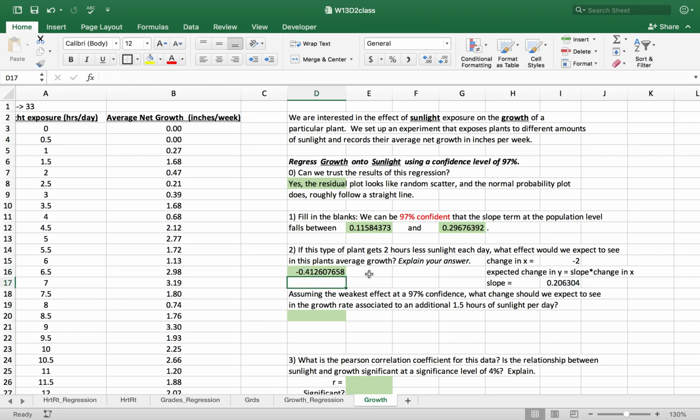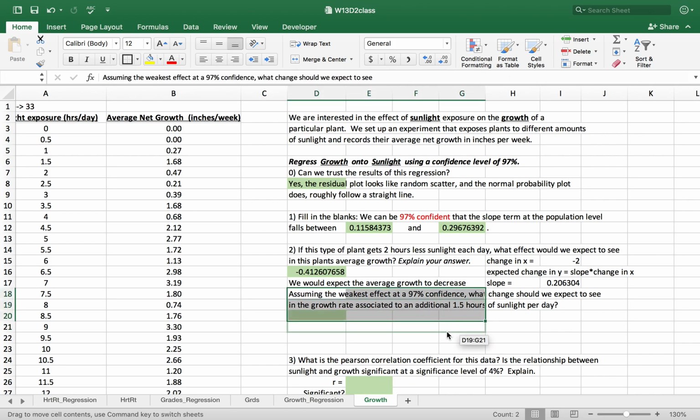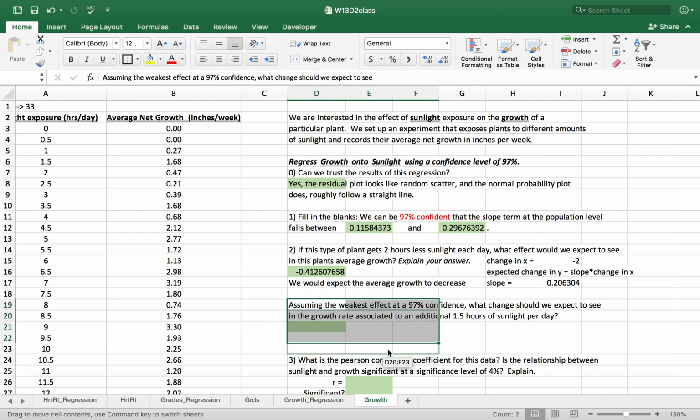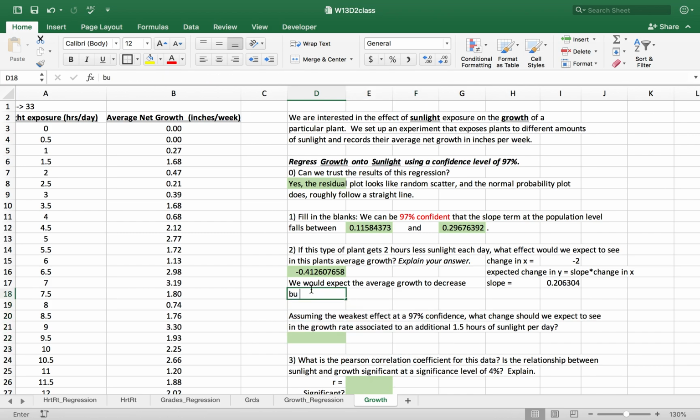And now we can interpret this. So we would expect the average growth, since this value is negative, we would expect it to decrease by about 0.41 inches per week. So here's our answer.